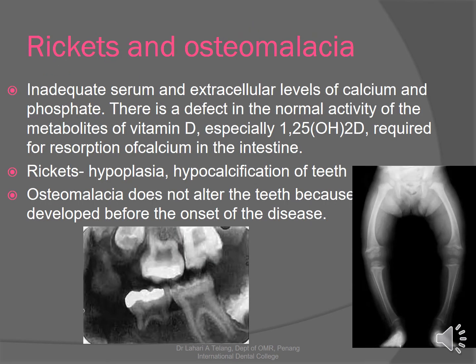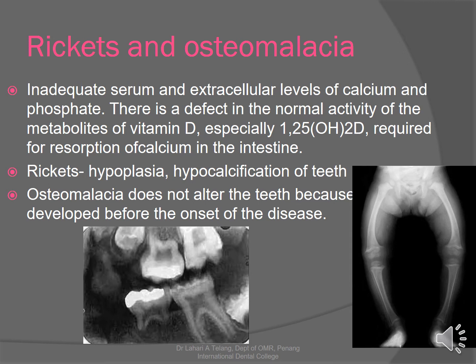Rickets and osteomalacia. What happens in this disease is there is inadequate serum and extracellular levels of calcium and phosphate. There is a defect in the normal activity of metabolites of vitamin D, especially 1,2,5-hydroxycholecalciferol, which is required for resorption of calcium in the intestine. So in rickets there is hypoplasia and hypocalcification of teeth, which occurs in children. And in osteomalacia, it does not alter the teeth because development of teeth has already happened before the onset of the disease. So rickets is seen in children and osteomalacia is seen in adults.